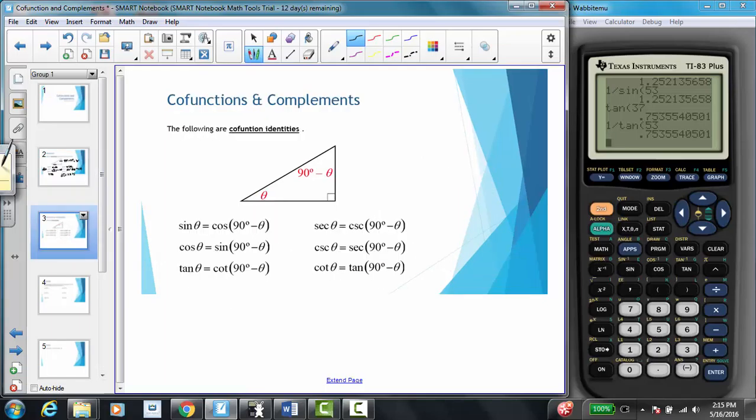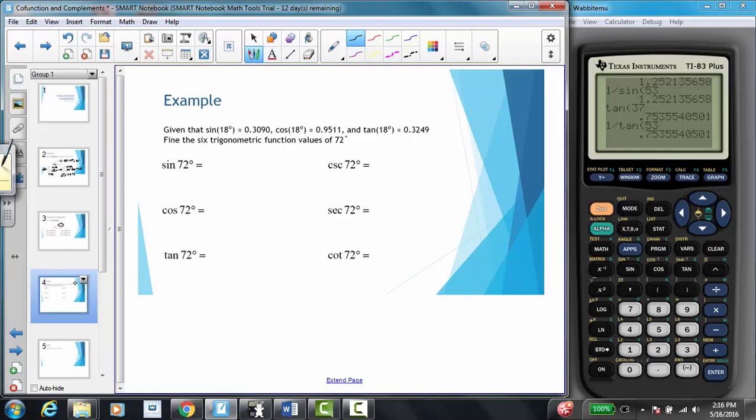So if we go to the next slide, these are actually called cofunction identities. If we have this angle theta and this other angle, which is 90 minus theta, we have a relationship going on here. We have a relationship between sine of that angle and the cosine of 90 minus that same angle, which is what we were seeing on the previous slide. So these are all our cofunction identities, and we can use given values to find values that we may need to find. And if we look at this next example, that's exactly what we're doing.